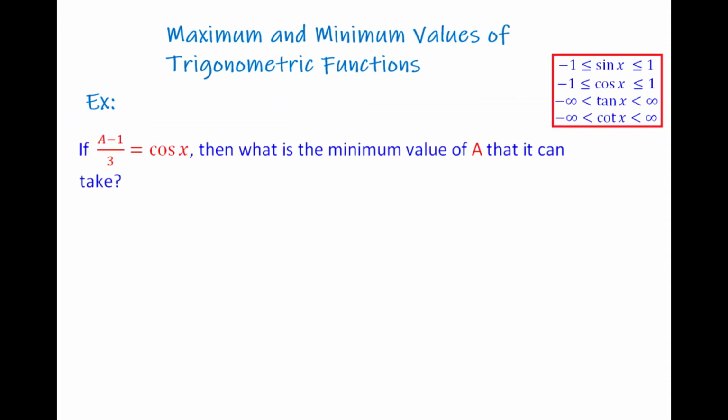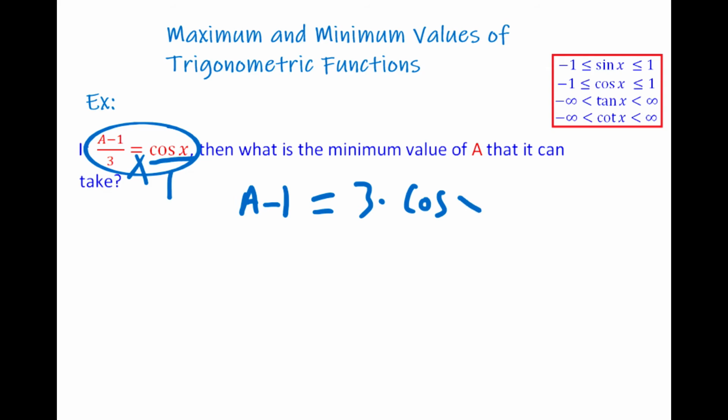And this is our last question, guys, in this video. And in the question it says, if a minus 1 divided by 3 is cosine x, then what is the minimum value of a that it can take? So we have such a relation. In such a relation, we can apply the cross multiplication. Here on the right side, we have cosine x divided by 1, right? If you apply the cross multiplication here, then we're going to have a minus 1 times 1, which is a minus 1. And that is, guys, 3 times cosine x.